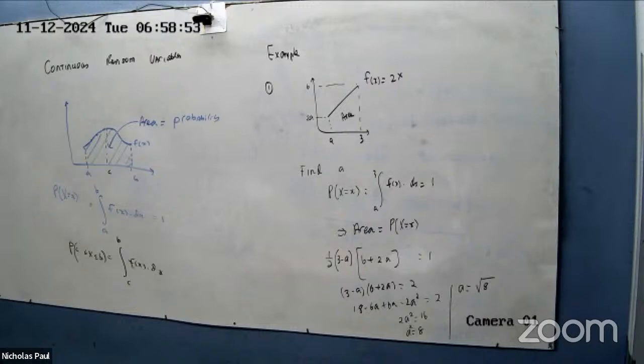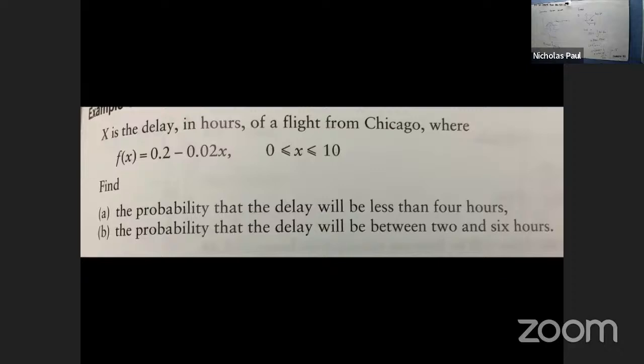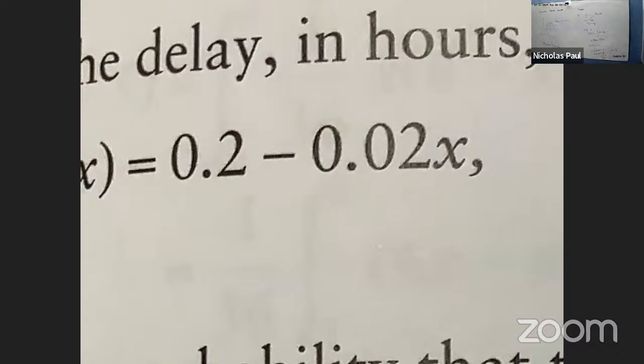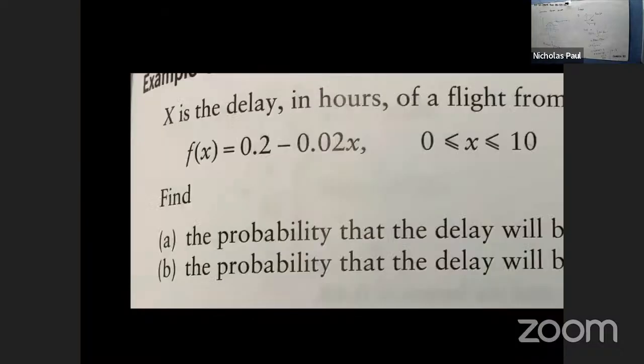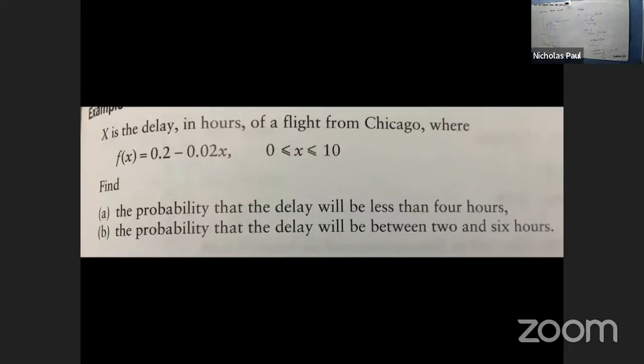Ready? Let's go again. Let's try one there. All right, let's start here. So let's say I gave you something like that. I gave you f of x is equal to 0.2 minus 0.02x, right? They want the probability that the delay will be less than 4 hours. Before you do anything, right?